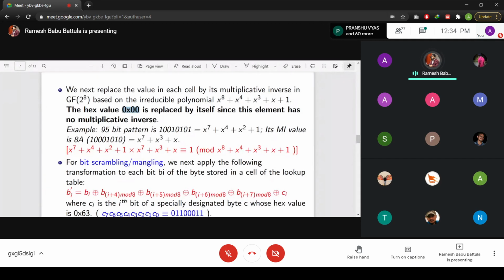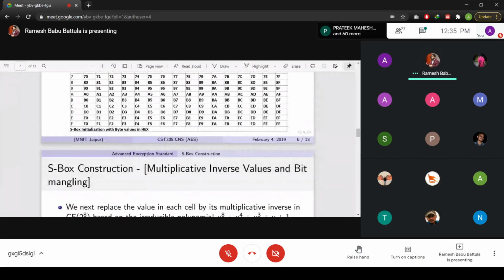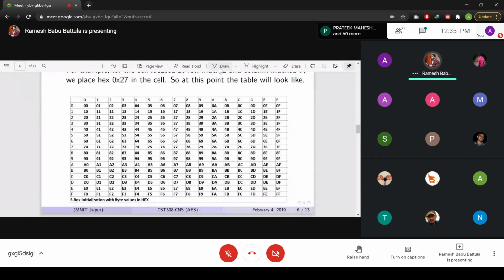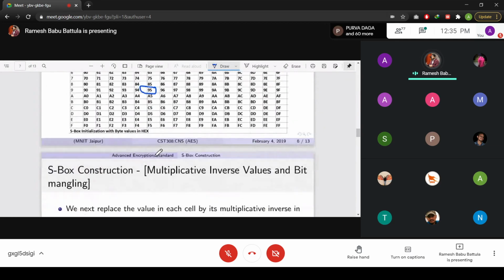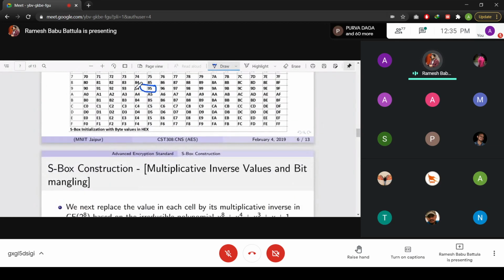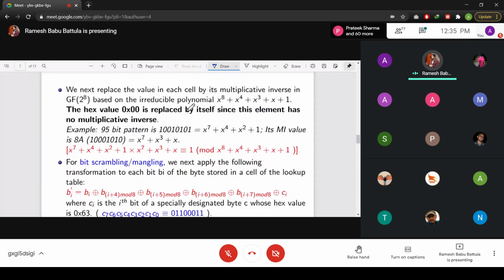For that, I will provide you a small example. Here we have a 9,5 value. Choose this 9,5 value. Find the multiplicative inverse value for 9,5, and we are going to replace that value with this 9,5. In that case, what irreducible polynomial are we supposed to use? X to the power 8, x to the power 4, x to the power 3 plus x plus 1.